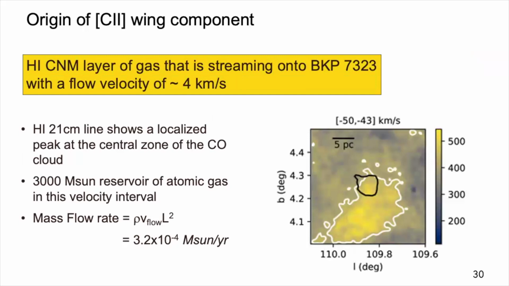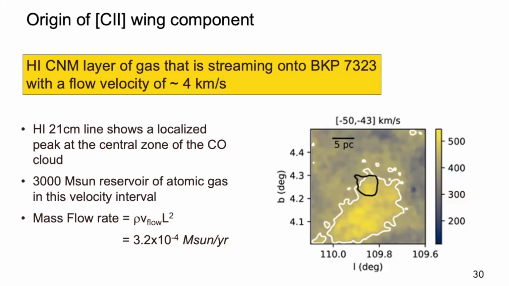The next possibility, and the one that I think I ultimately favor, is that the H1 CNM layer of gas is streaming onto the cloud with a flow velocity of 4 kilometers per second. On the right here, I'm showing the H1 21 centimeter line integrated over the velocity interval, just the blueshifted component. The contour there represents the 8 times 10 to the 20 column density isotope, and the black line is the molecular cloud. So there is, again, a localized peak of H1 gas on the cloud, localized, not the only peak. But there's a fair amount of gas in that peak.